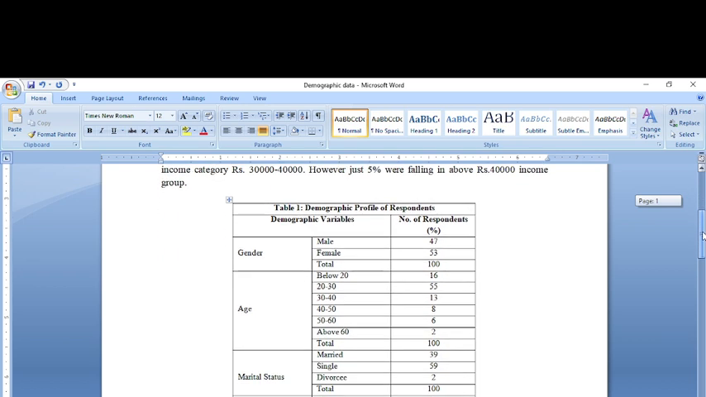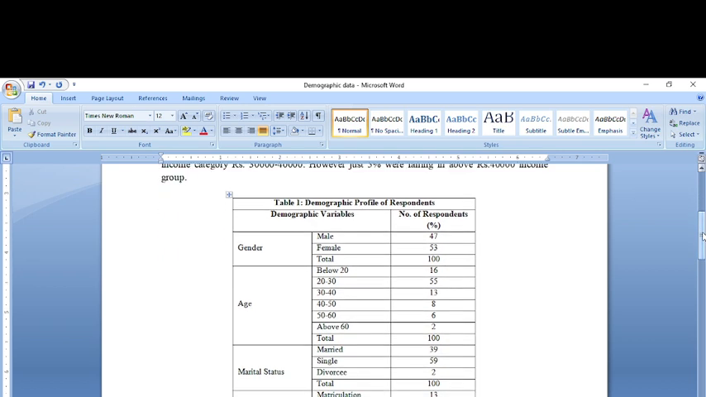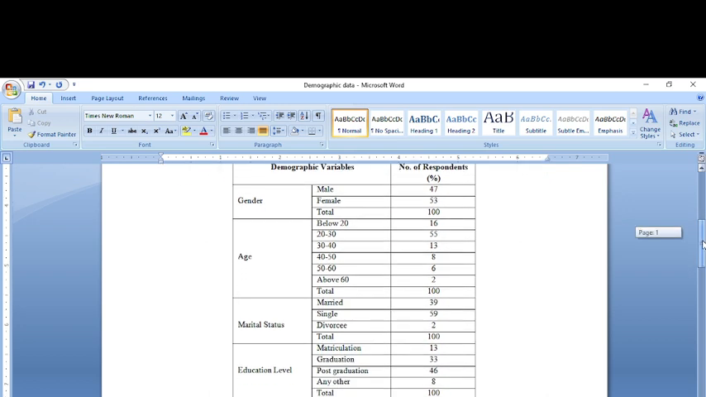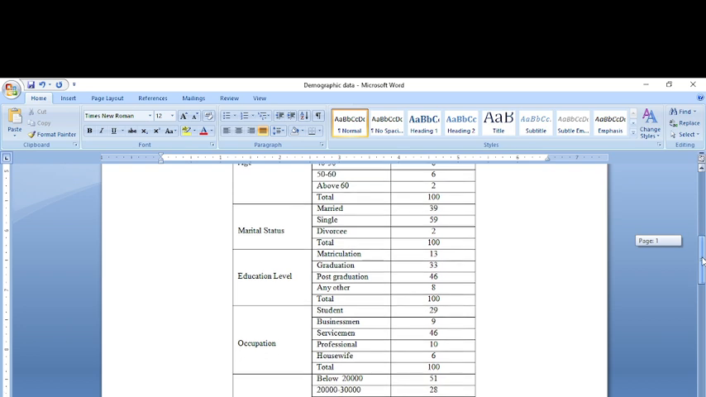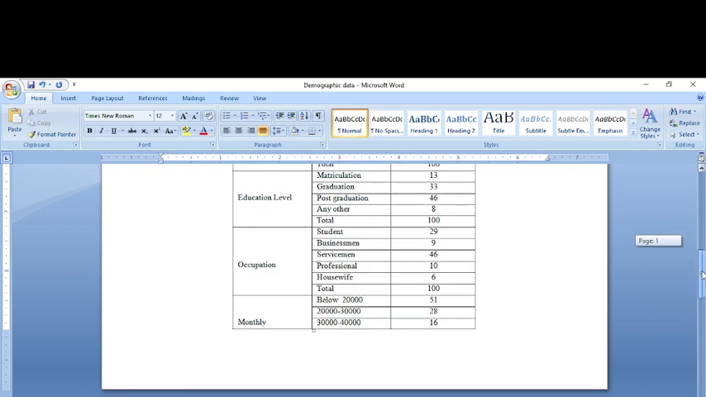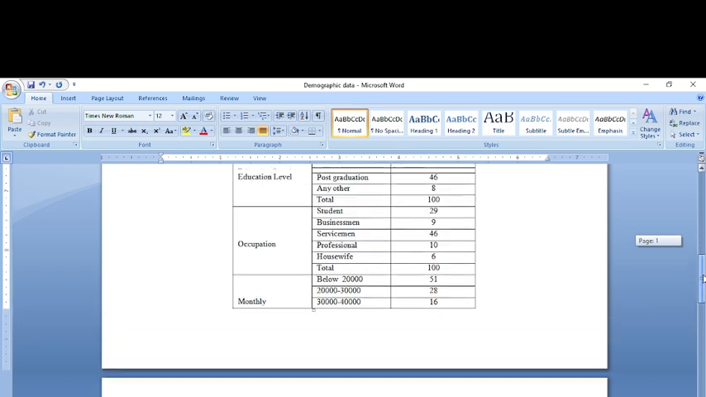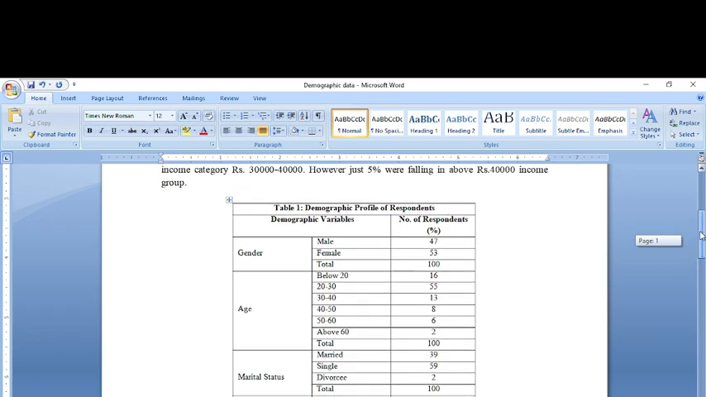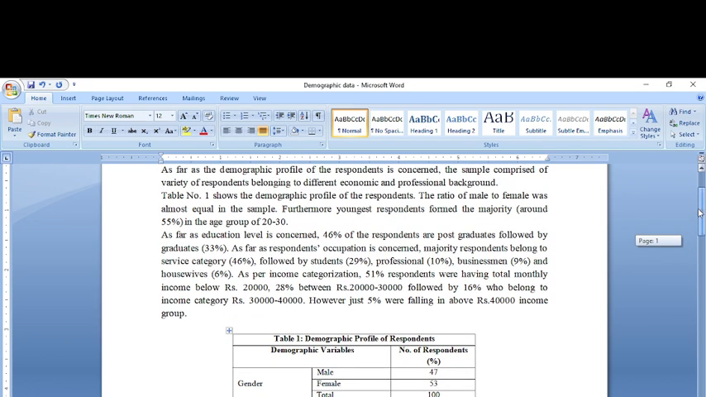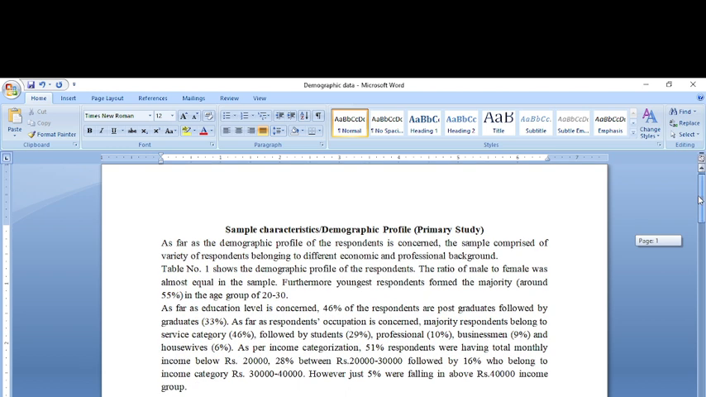So in this case, the gender, male, female, showing that the respondents of the study were 47 male and 53 female. Then I bifurcated the data into the age groups, that is 20 to 30, 30 to 40, 40 to 50, 50 to 60 and 60 above. And again, I've given this in tabular form, same as for the marital status, educational level, occupation, monthly income. So these are basically the important categories in which you bifurcate your demographic profile in case of primary data.